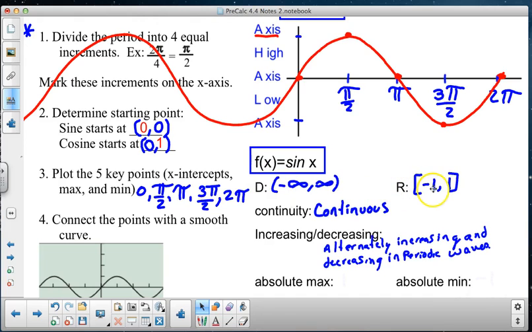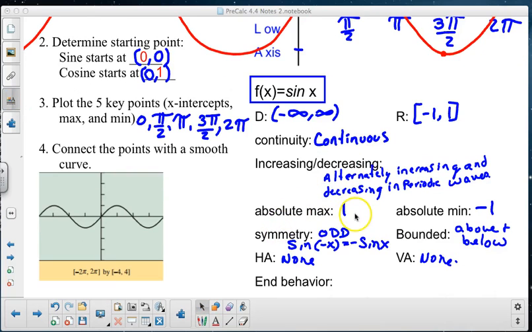Our range is from -1 to 1. The lowest it goes is -1, the highest it goes is 1. It's continuous all the way along that domain. It's alternately increasing and decreasing in periodic waves. So if I went back here, I'd notice that it's increasing to pi over 2, and from pi over 2 it's going to decrease to 3 pi over 2, and it continues the increase and decrease throughout the entire wave. Now it's got an absolute max of 1, an absolute min of -1.